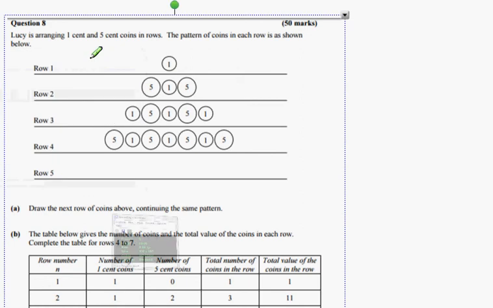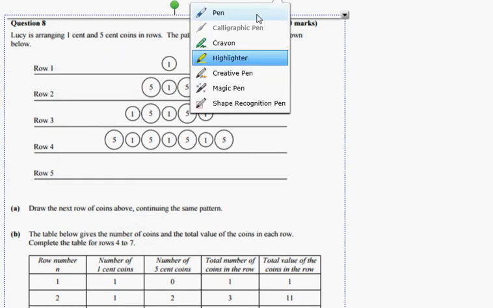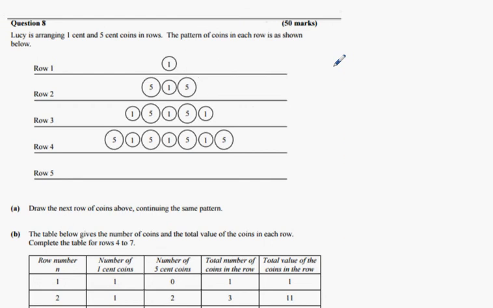Here Lucy is arranging 1 and 5 cent coins in a sequence, okay? She starts off with one 1 cent coin, and then in the next sequence, there are 5 cent coins on both sides. The sequence after that, she puts 2 1s on the end. The sequence after that, she puts 2 5s at the end. Does everybody know what's going on here? Every single time she'll put an extra 2 1s or an extra 2 5s, depending on what number it is. Okay?